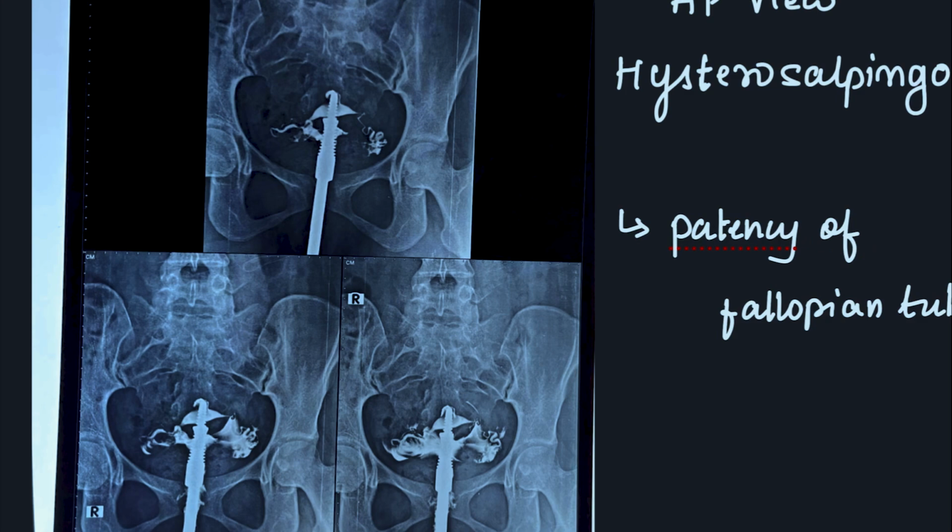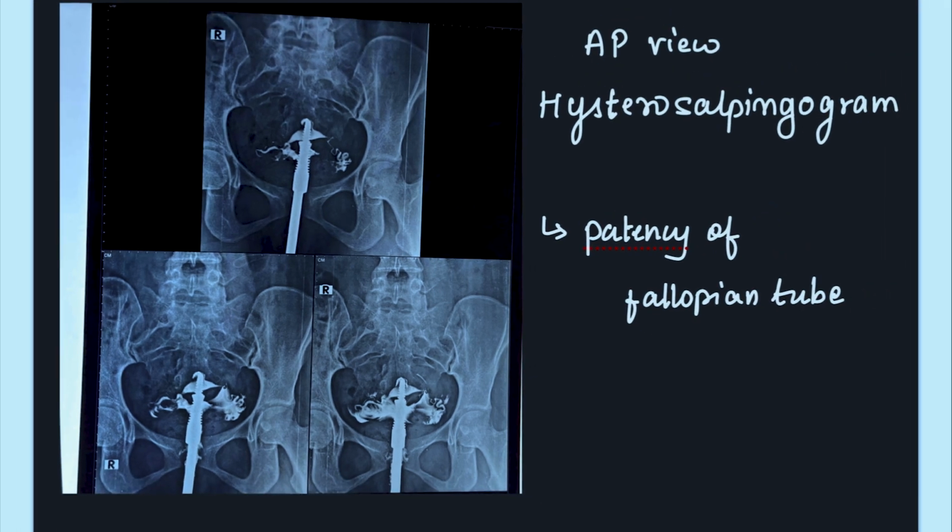So coming to pelvis, we have our hip joint over here, right? So what is this? What is happening in this X-ray? Before you say anything, please say about the view. So this is AP view, right? And what is happening over here?